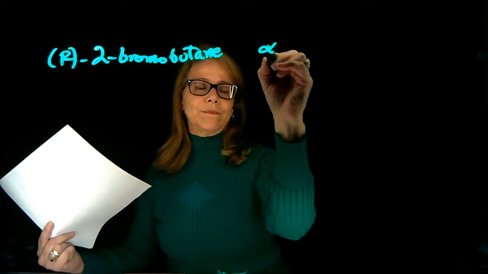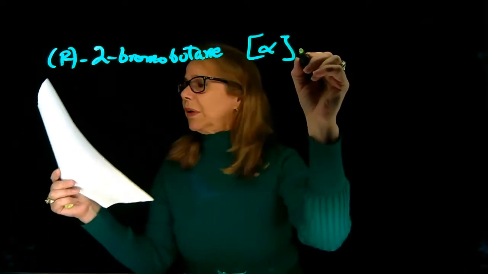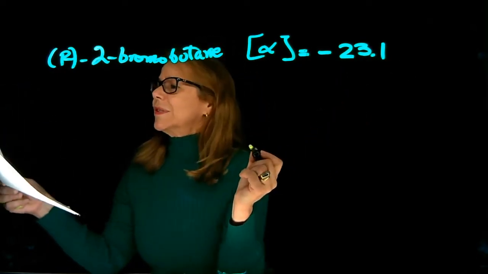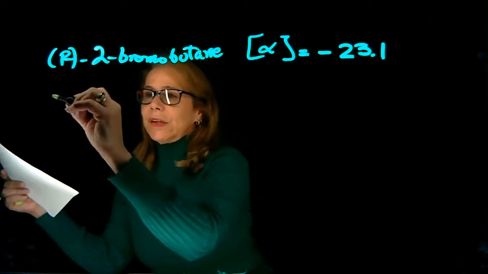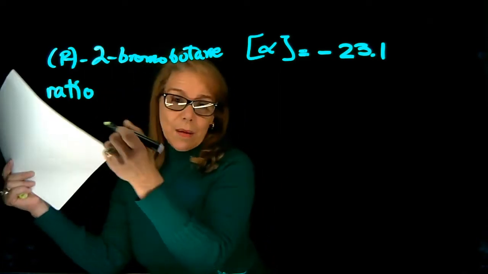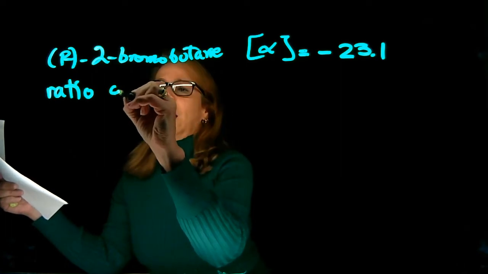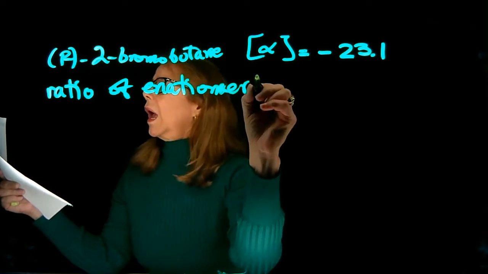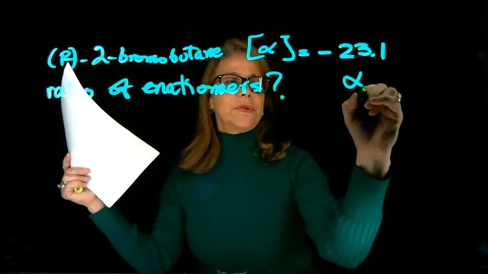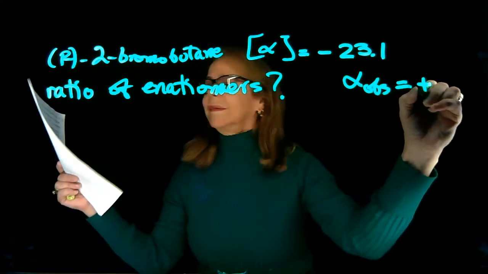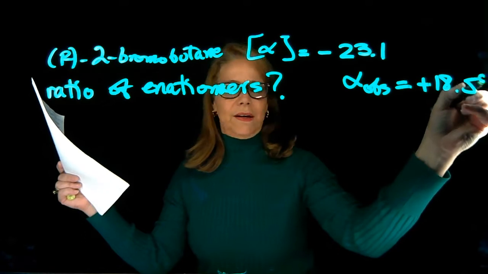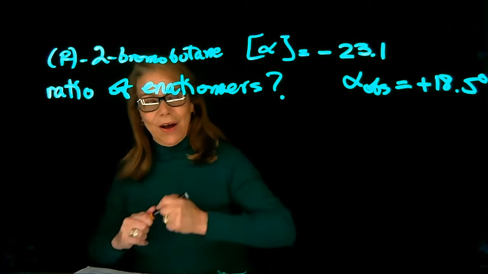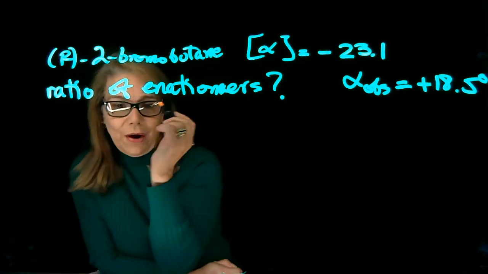And then the optical rotation of that is negative 23.1. And then the question says, what is the ratio, say the composition ratio, of enantiomers if the observed rotation is plus 18.5 degrees? Okay, so let's first, for the sake of our structures, draw a structure first for our IUPAC, right?